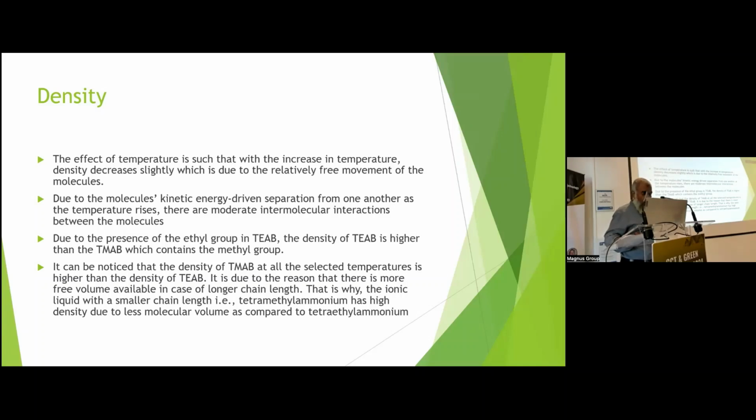Due to the presence of the ethyl group in the TEAB molecule, the density is higher than TMAB, which contains the methyl group. It can be noticed that the density of the TMAB at all selected temperatures is higher than the density of TEAB. It's due to the reason that there is more free volume available in the case of longer chain length. That's why the ionic liquid with the smaller chain length, that's the tetramethyl group, has a high density due to the less molecular volume as compared to the tetraethylammonium.